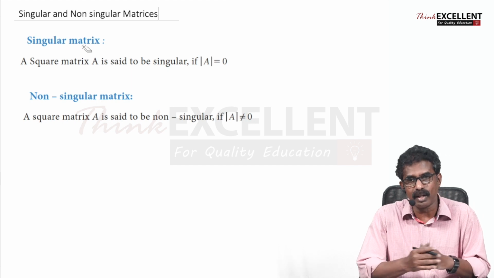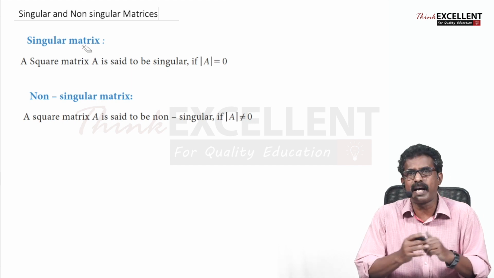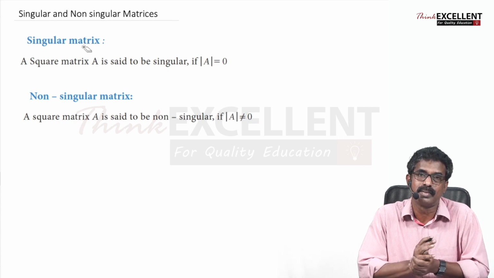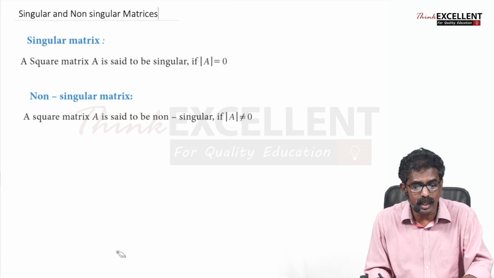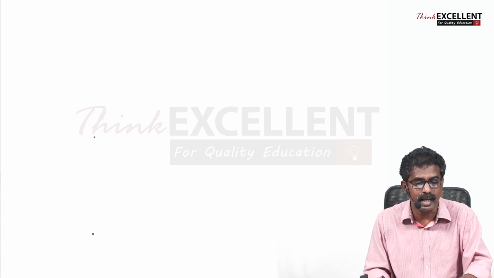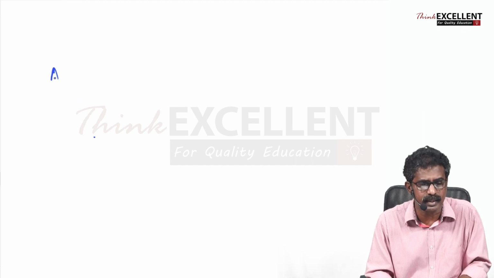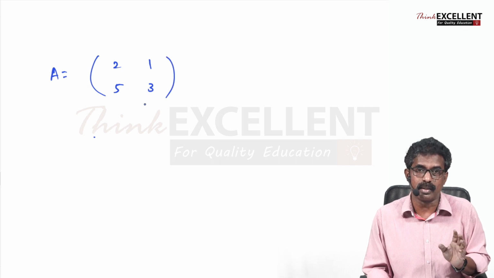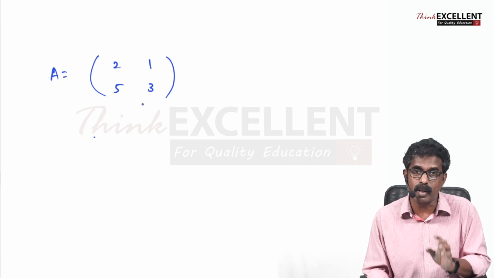Singular and non-singular matrix. Suppose a square matrix is given. We want to check whether this matrix is singular or not. So with the matrix, you cannot do anything. To check whether the matrix is singular or not, with the matrix you can't do anything. Suppose they are giving a matrix, say 2, 1, 5, 3. I want to check whether this matrix is singular or not. It must be a square matrix.